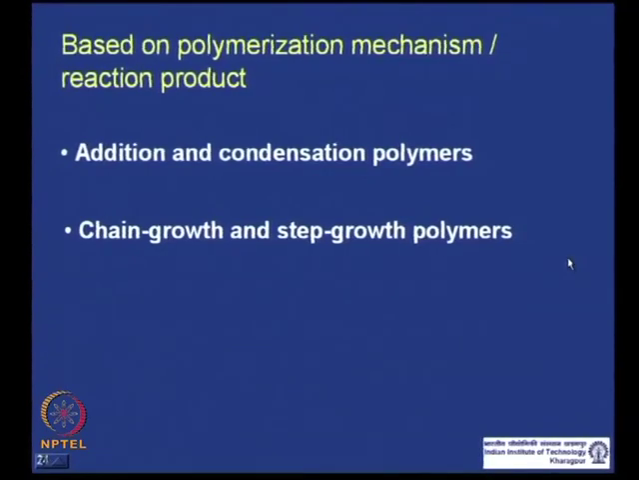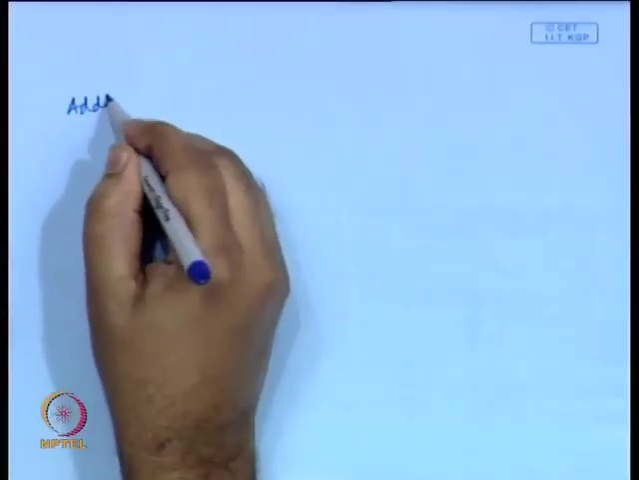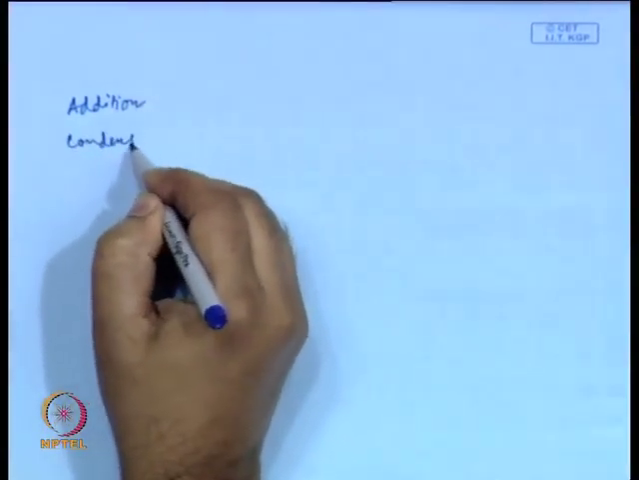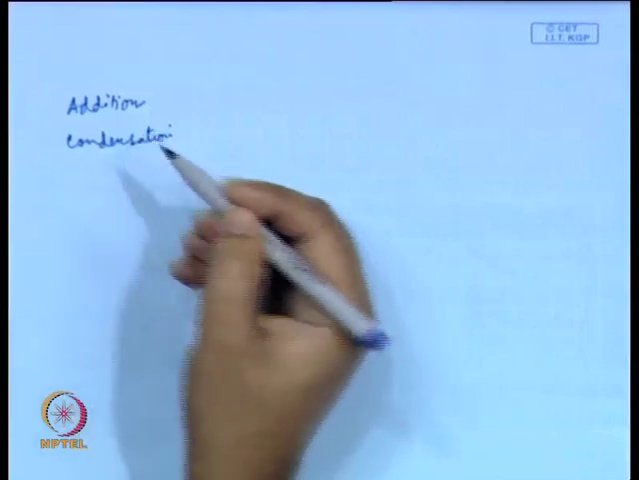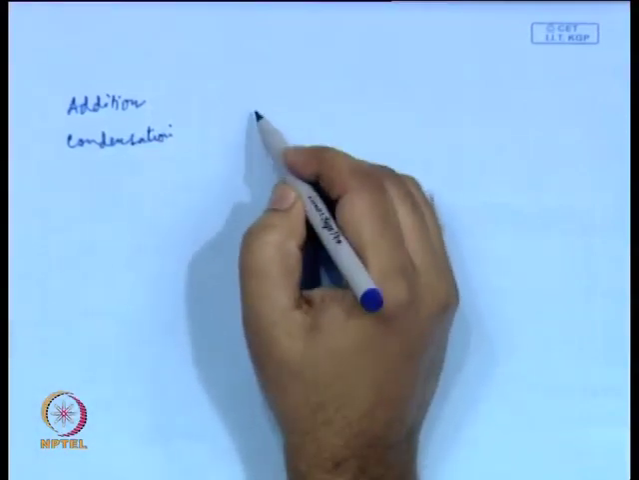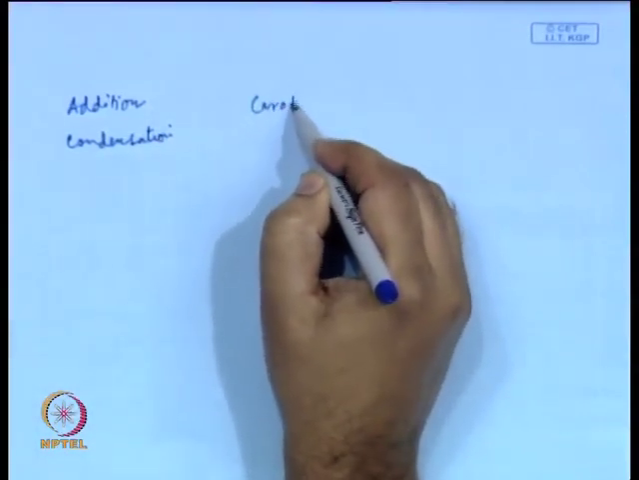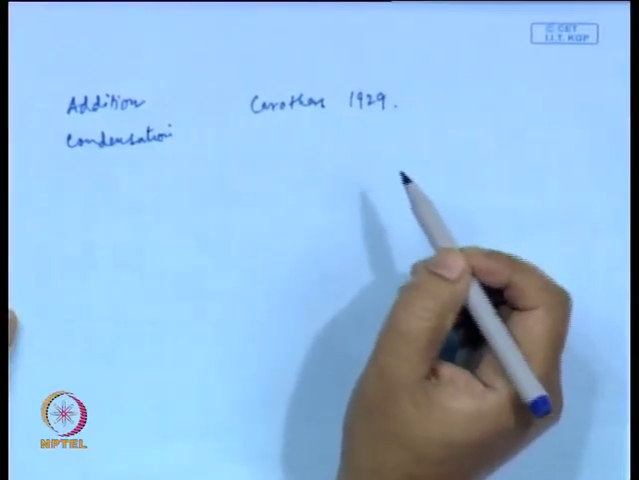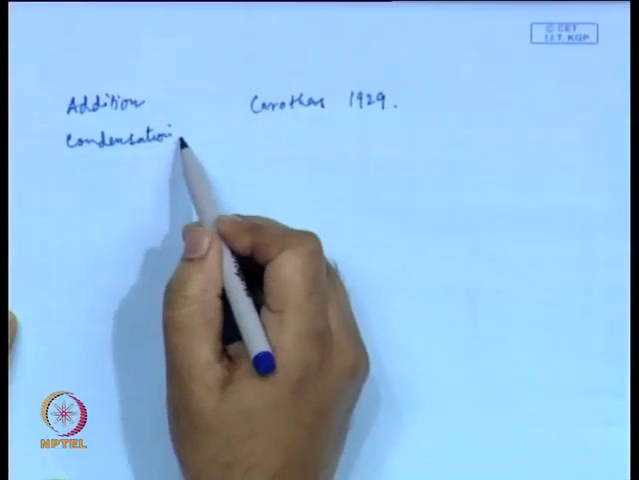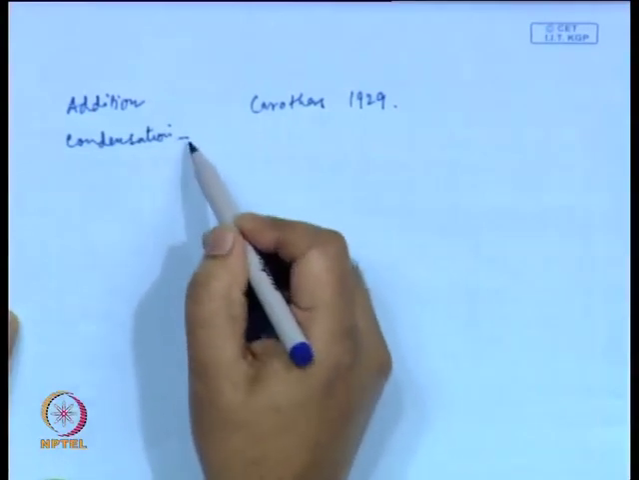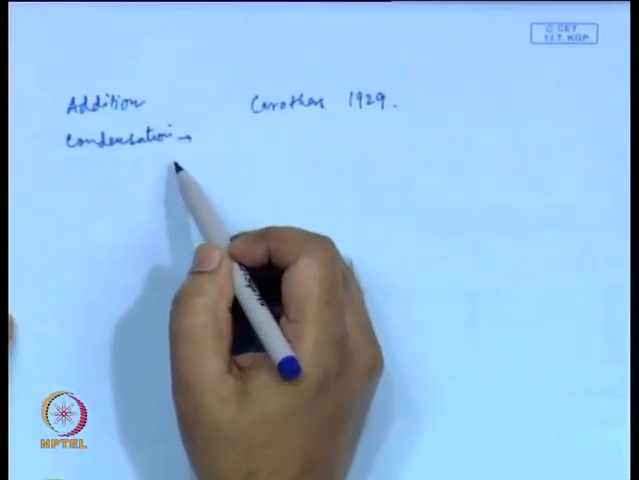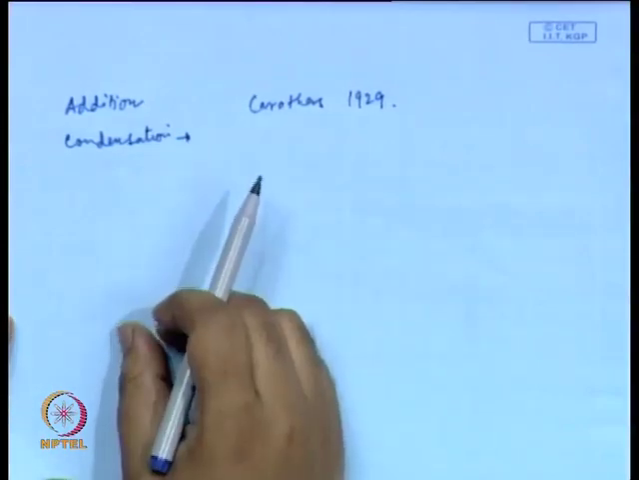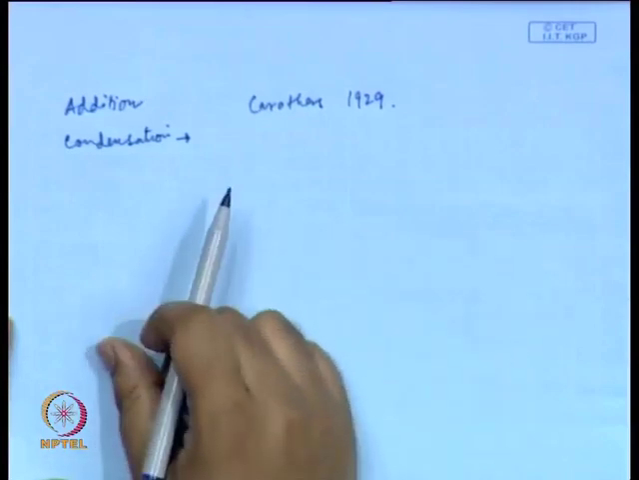This term addition and condensation, this classification was originally proposed by Carothers in 1929, and as the name suggests, the condensation polymers are synthesized by condensation reactions of the monomers.